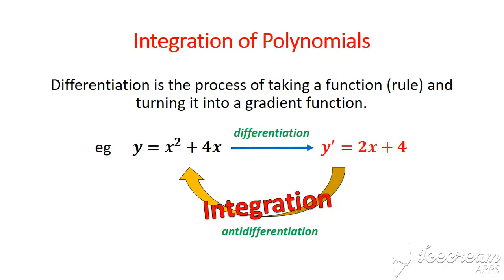Remember, the differentiation process is where we take function rules and turn them into gradient functions. The process of going backwards is called anti-differentiation, but we're going to start to use the word integration instead of anti-differentiation.